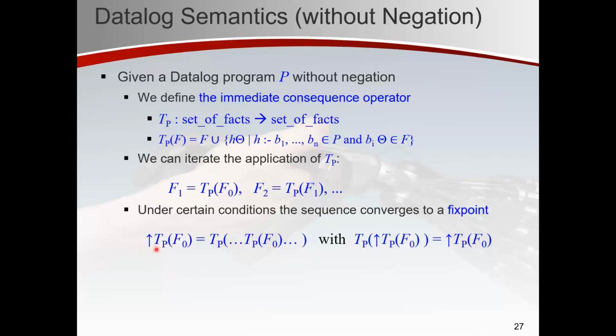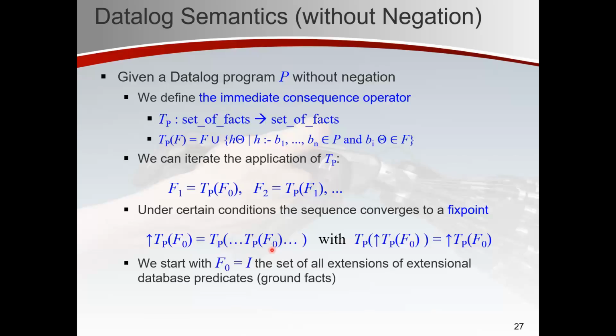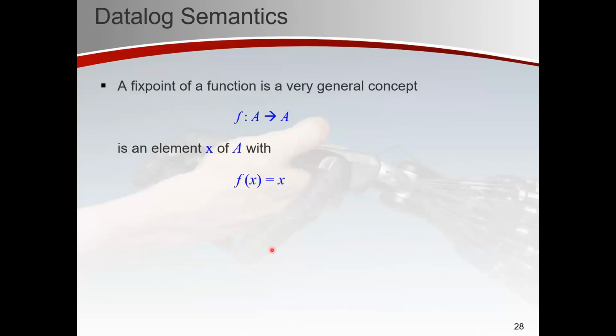So the fixed point of TP is TP applied iteratively, and F0 is the starting point. And we call this starting point I, the set of all extensions of extensional database predicates, the ground facts. So the given facts are F0, I. Okay, now we have this immediate consequence operator and the very important concept of fixed points. That means we apply the rules as long as there are still changes, so to speak. This fixed point of a function is a very general concept.